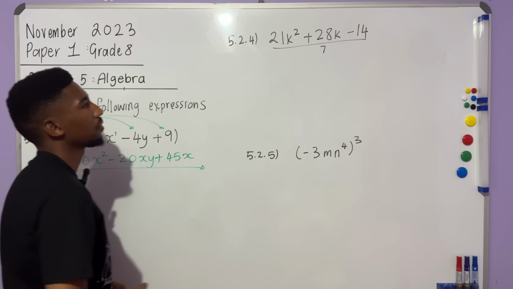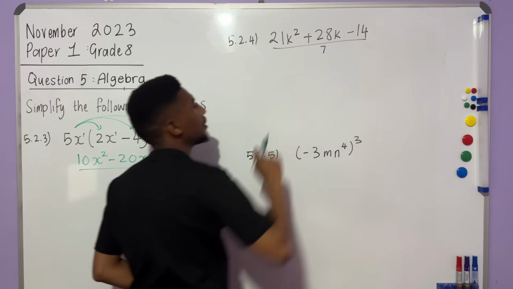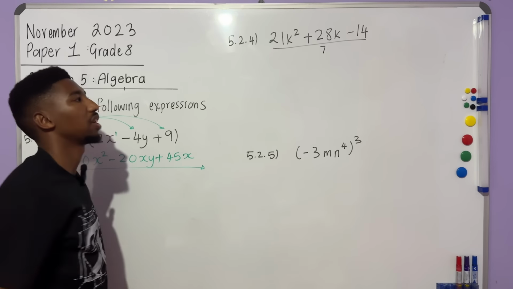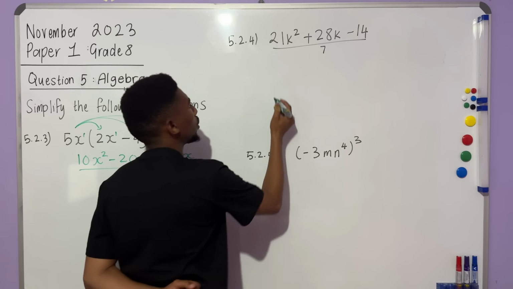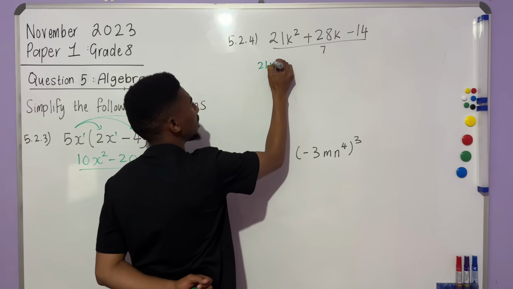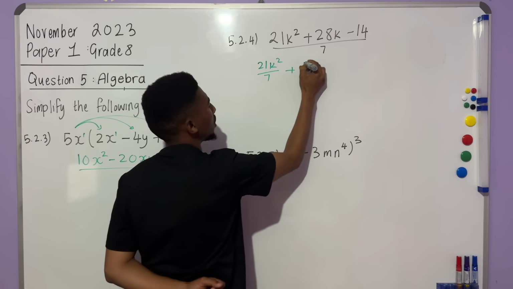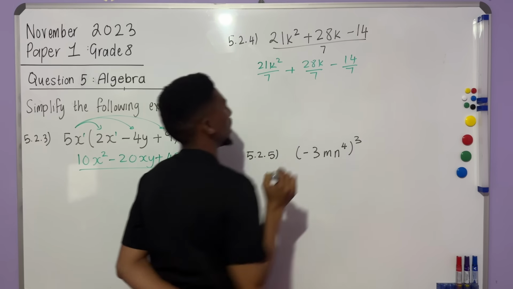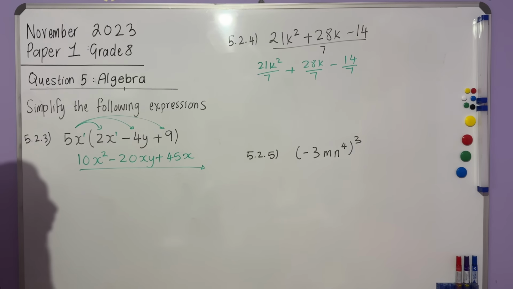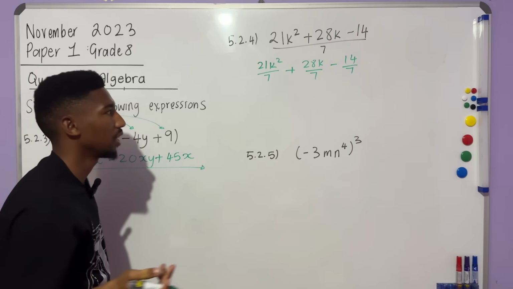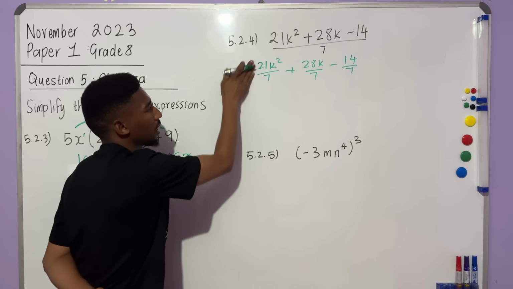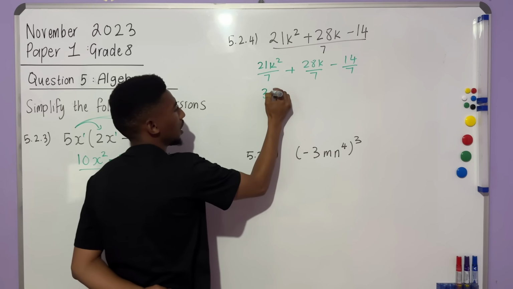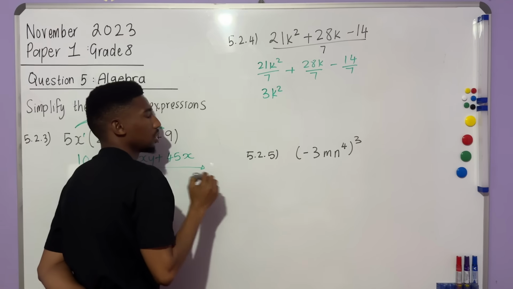Okay, now we have three different terms divided by 7. When we have three unlike terms divided by a single number, we're going to divide each one separately by 7. Since it's only a number that is being divided, we can only divide these numbers. So 21 divided by 7 is 3, and that k squared comes down. Don't forget the k squared.